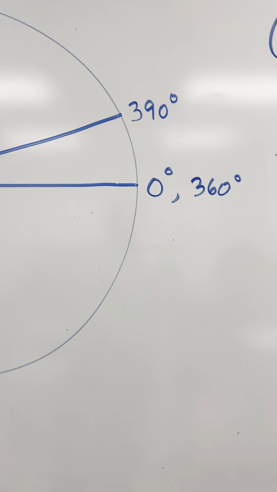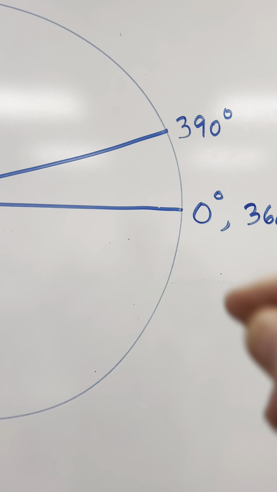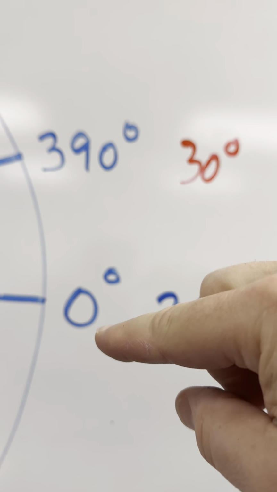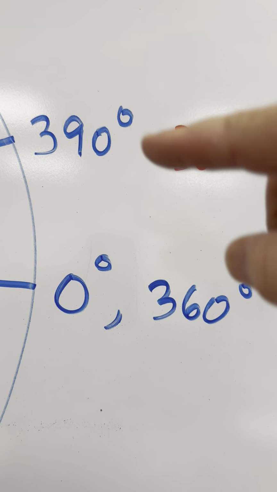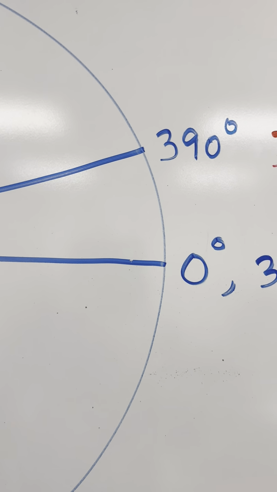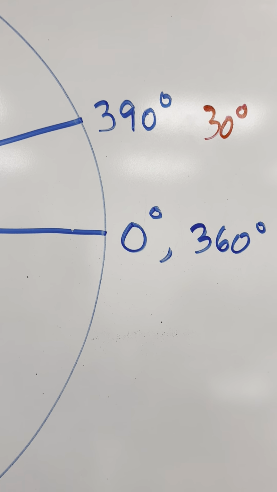So what angle is coterminal with 390? Well, wouldn't that be 30 degrees? Because this is 30 degrees from here to here, right? From 360 to 390 is 30. So coterminal with 390 is also 30.